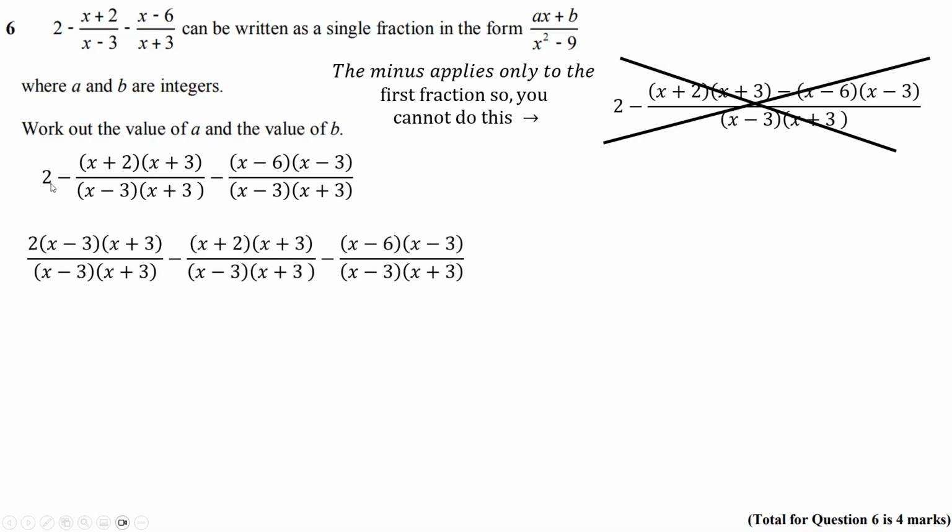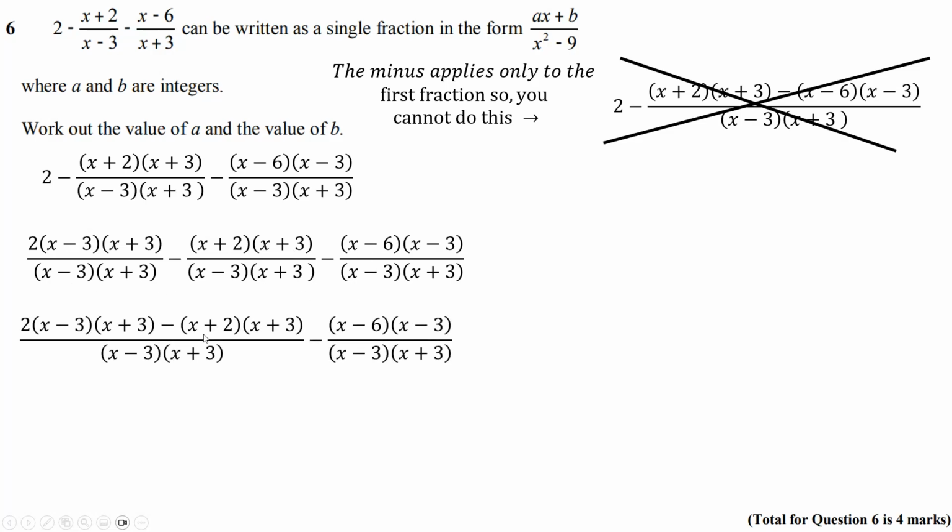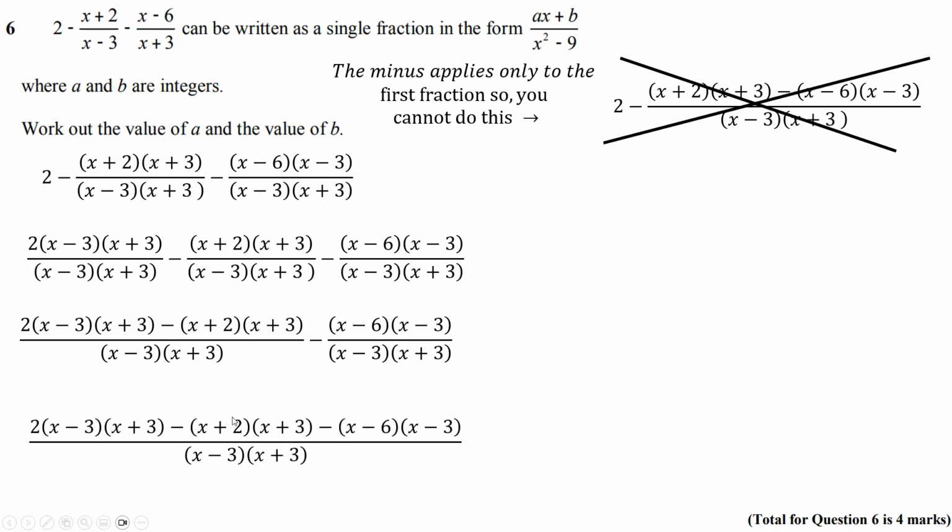What you need to do is change this 2 so that it has the same denominators as all of these. So multiply it by x plus 3 over x plus 3, and then x minus 3 over x minus 3. So now they all have the same denominators, and now you can group them all together to get this. So it's this, take away that, take away that. But the problem with this one was it was just this, take away that. It wasn't this, take away that, take away that.